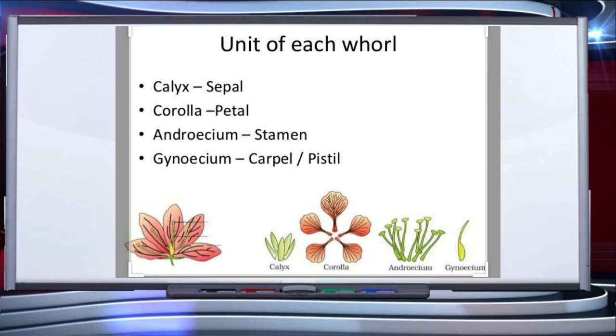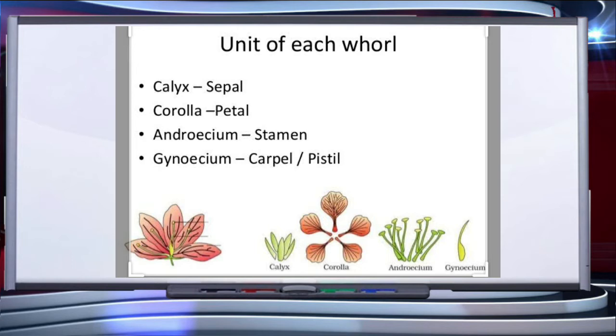Each flower normally has 4 floral whorls: calyx, corolla, androecium and gynoecium. The calyx is the outermost whorl of the flower and the members are called sepals. Generally, sepals are green, leaf-like and protect the flower in the bud stage. The calyx may be gamosepalous, which means sepals are united, or polysepalous, that is, sepals are free.